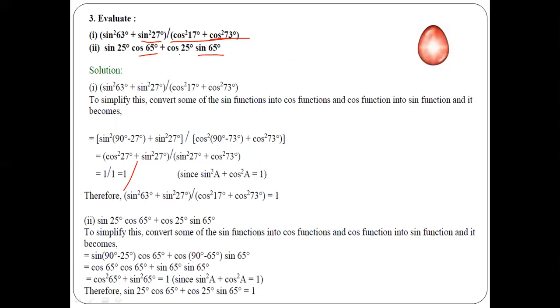Then plus cos 25 into cos 25 equals cos square 25. It will come like this, and then it will be equal to 1. They have proved for 65, and I have told for 25, you can do it in both ways.